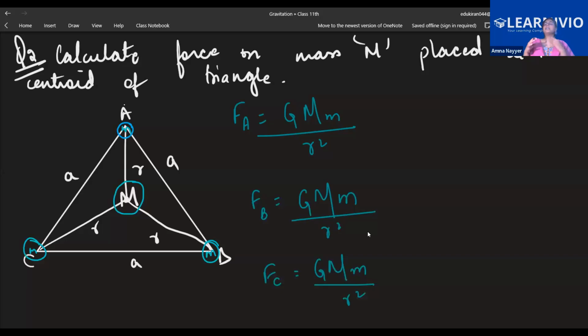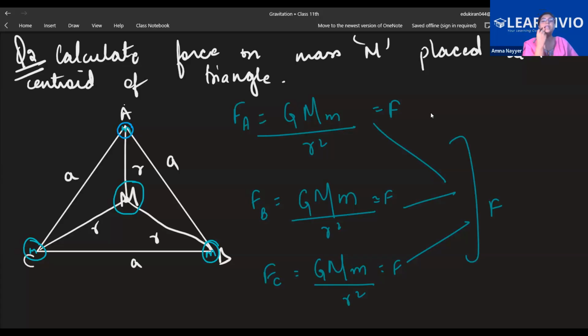Now, if you look at the magnitude, all of these forces are exactly the same. They have the same magnitude, so you can say this is the force F, as in the individual forces: the first force FA, the second force FB, the third force FC. If you want, you can write this as F, this as F, and this as F, because they are all the same. Now, what we studied in the last class was the superposition principle. It said that when we have multiple masses present, then the net force of the overall system is given by the vector sum of the individual forces. So we have calculated the individual forces.